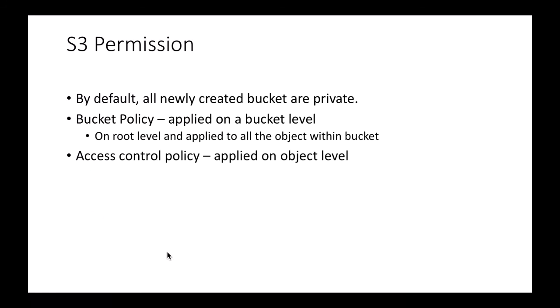A bucket policy is something you can create for your S3, and it allows you to control access to your bucket as well as all the objects within it. Then we have an access control policy: if you have multiple objects under your S3, the access policy allows you to control access at the object level. So the bucket policy is more on the root level, and the access policy is much more around the object level, and we'll talk more there.